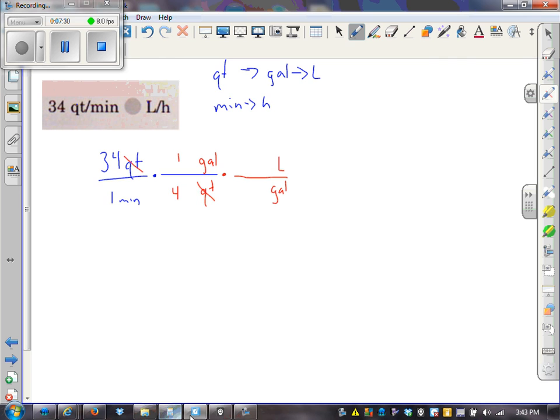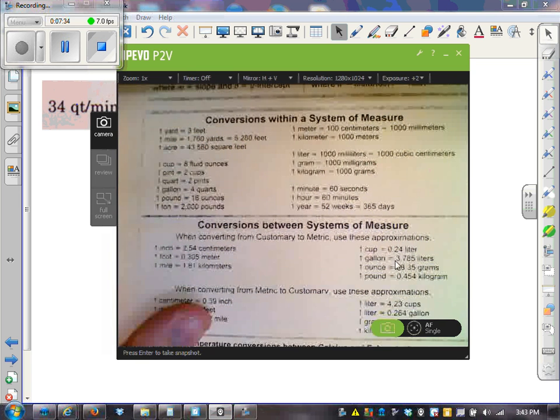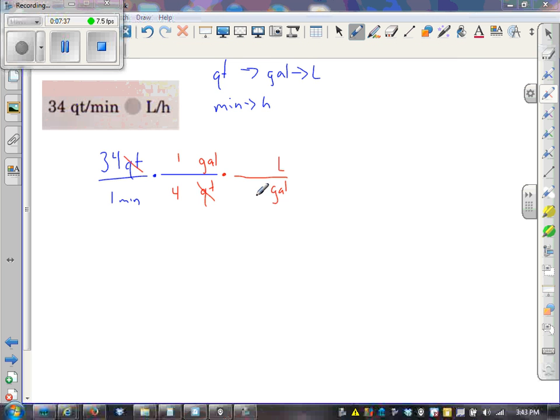And here's where we can look on our reference sheet just to make sure. 1 gallon is 3.785 liters. 1 gallon, 3.785 liters. Our gallons cancel now. Right? We did get from quarts to liters. Check. That part's done. Now we can go back.